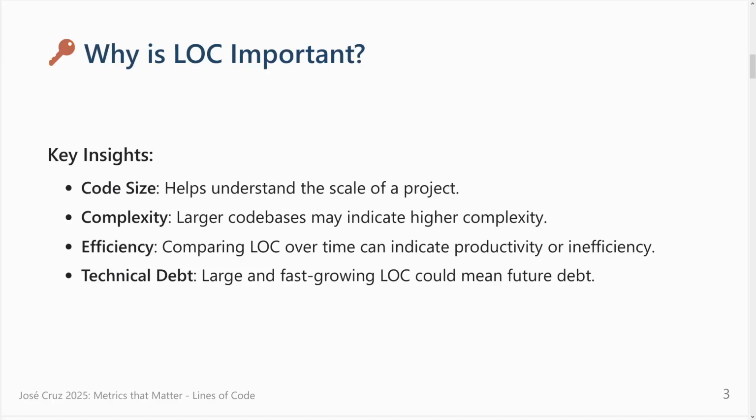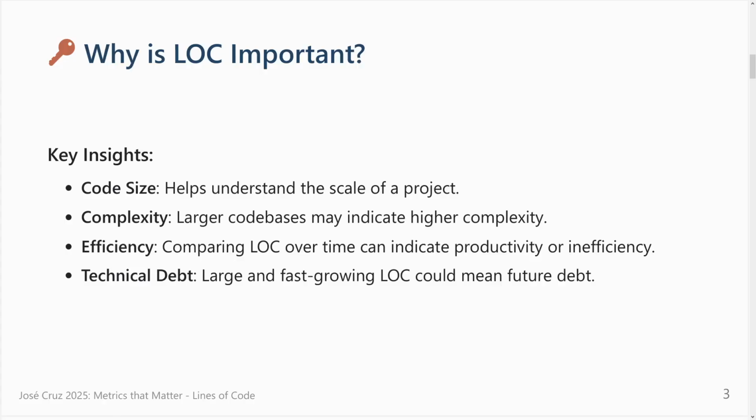Why is lines of code important? First, the code size is quite intuitive. Complexity: a larger code base may indicate higher complexity. There is a high relation, of course, between these two concepts. And efficiency: comparing lines of code over time can indicate productivity or inefficiency. For instance, sometimes you are developing new features, incrementing features, but you don't see the increment in the number of lines. Maybe it's related to the people. Are they really developing and implementing something? Maybe they are all working on the database and configuration. They are not doing a kind of agile approach where you try to integrate everything. Just an example, but I will go into more detail in a moment.